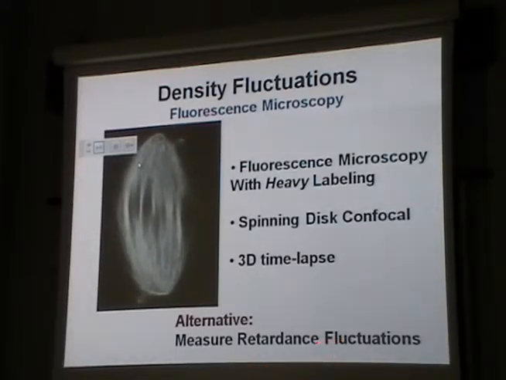It ends up that the retardance fluctuations I was showing you before, the birefringence fluctuations, give you the exact same answer. If you measure the retardance fluctuations, they're exactly the same as the fluorescence fluctuations. And this argues that the fluctuations in retardance are due to fluctuations in concentration. Which makes a lot of sense, because we know that these polymers, the microtubules in the spindle, are highly, highly aligned. So that makes sense. Alright?